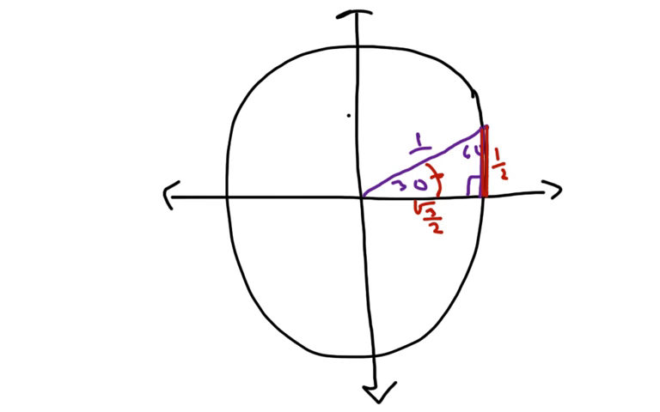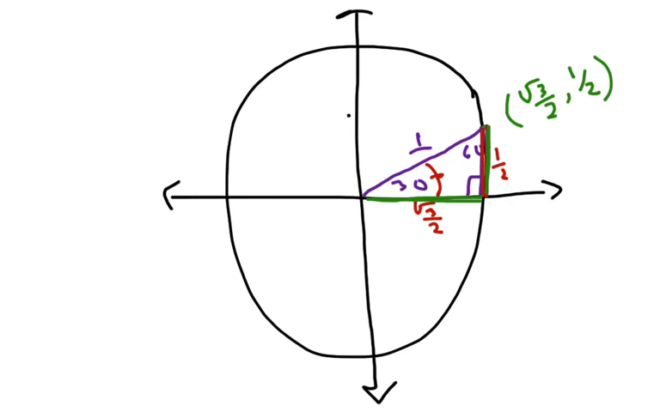We're in quadrant 1 here, and if you notice that my 1/2, this is the vertical portion. This is my horizontal portion. So my horizontal portion is √3/2. So the length of my x is √3/2, and the length of my y is 1/2.